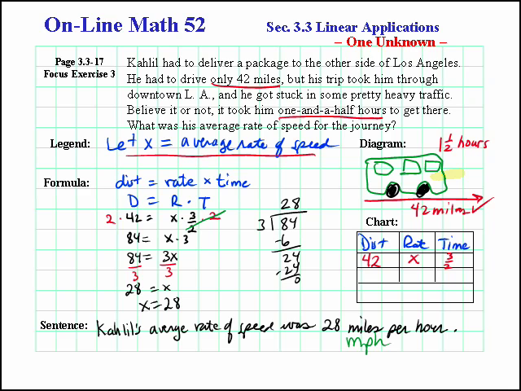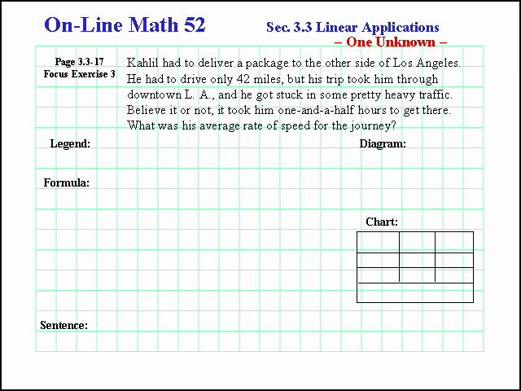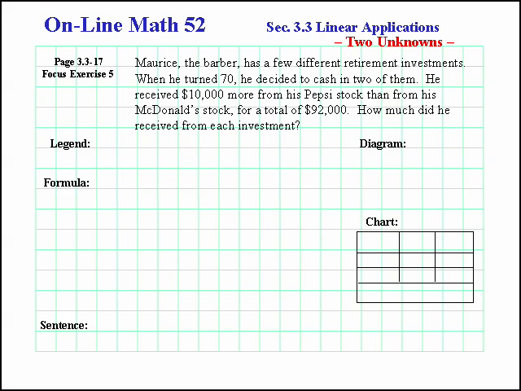Let's see what happens when we solve one with two unknowns. I'm looking now at focus exercise 5, and it's the same thing as before, where we need to read through and figure out what's going on. So let's start the reading.